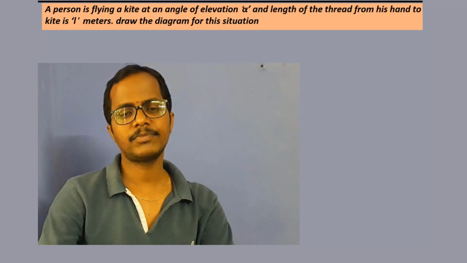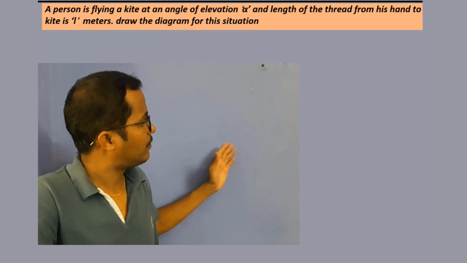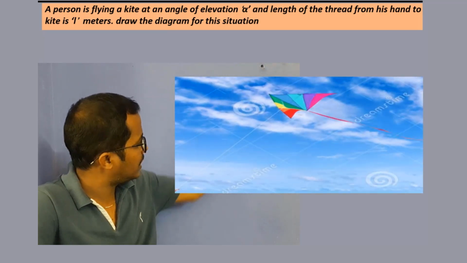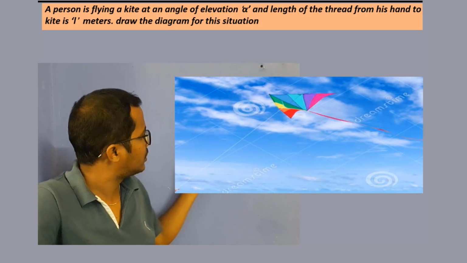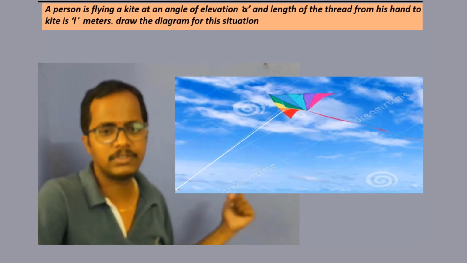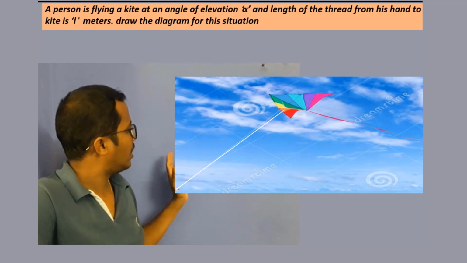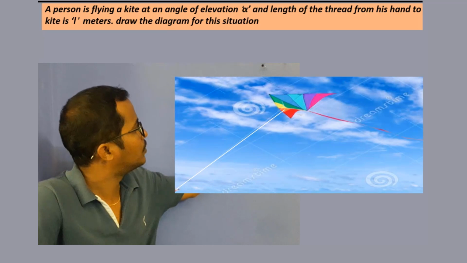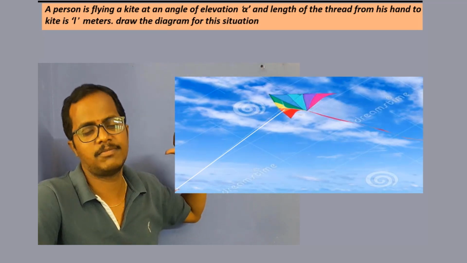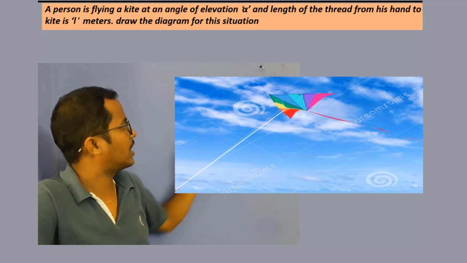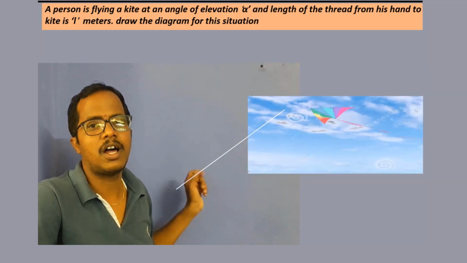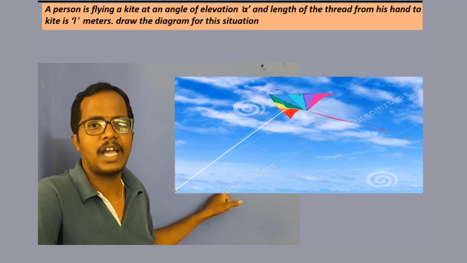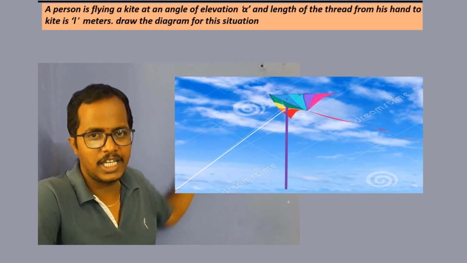So let us see. Let us take the kite which is flying in the air and we have the thread, which is represented with a white line, and the length of the rope from the person's hand to the kite is L meters, and he is flying the kite with an angle of elevation alpha. Let us represent the height of the kite from the ground with a straight line, that is AB.